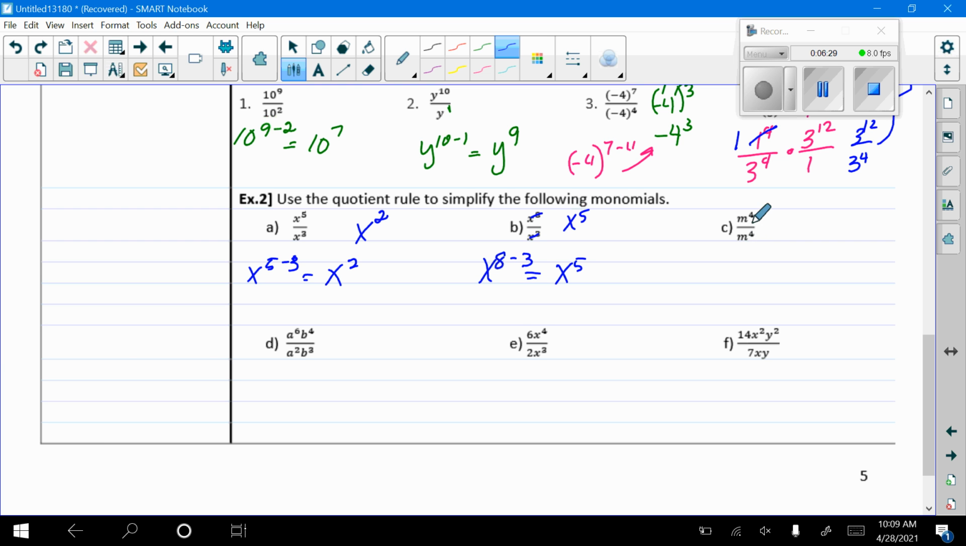These are the exact same. Anything divided by itself is 1, right? So we know the answer is 1. Or I could say m to the 4 minus 4, which is equal to m to the 0 power, which is also 1.